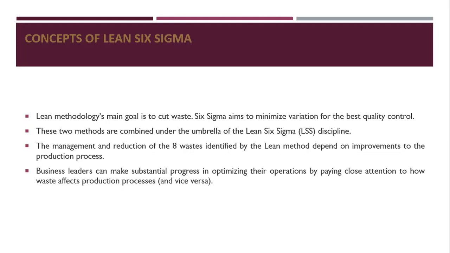The management and reduction of waste were identified by this philosophy, the Lean method. And today, business leaders have taken so many steps to optimize their process by giving more importance to how waste affects the entire production supply chain network system. This concept has drawn the attention of many research people in today's organization life cycle system.